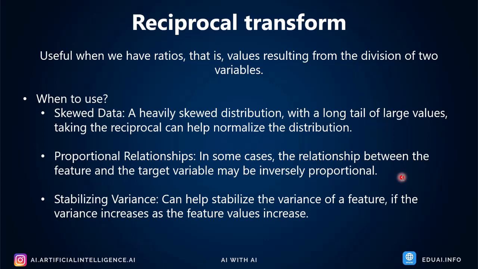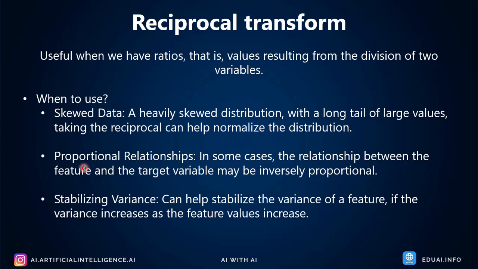Okay, what is reciprocal transform, which is the second type under function transform? This is useful when we have ratios. When we have positive numbers, we use log transform, but when we have ratios, we use reciprocal transform. Very simple. Basically division of two variables, right? So when should we use it? If you have again skewed data which is heavily skewed, having a long tail of large values, taking the reciprocal of that can help normalize the distribution.